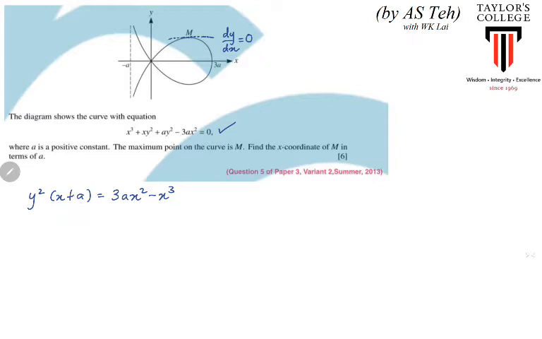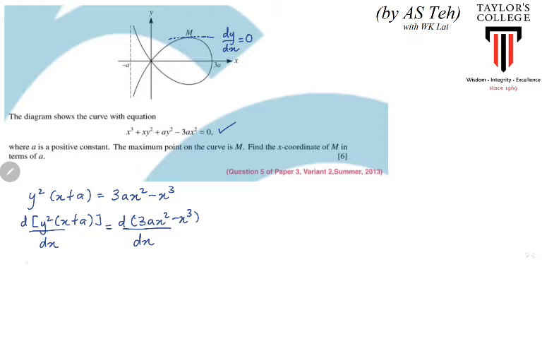Since I'm required to find dy per dx, I'm going to differentiate both sides of the equation with reference to x. So this is going to be d of y squared times (x plus a) per dx, and on the right I'm going to do the same, differentiate 3ax squared minus x cubed with reference to x. On the left hand side, this is the product of two functions, y squared and x plus a, so I can use the product rule to differentiate this.